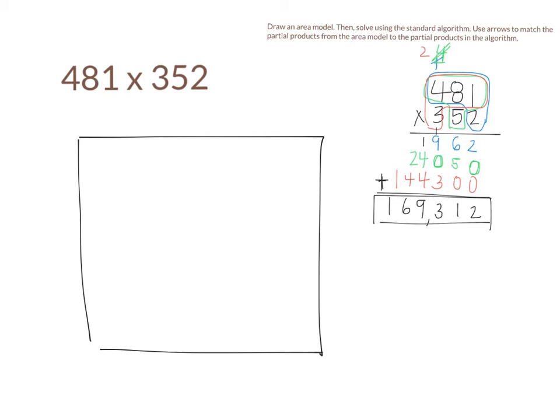481. So what number needs to be on the top of our area model? 481. How can I break up 481 to make it easy to make an area model? Jaden? 400 plus 80 plus 1. Very good. What factor should be on the side?